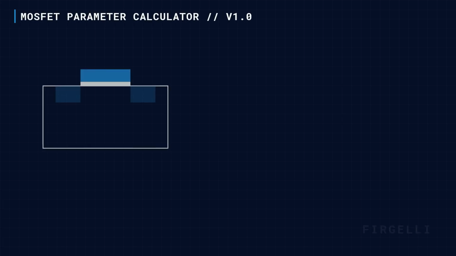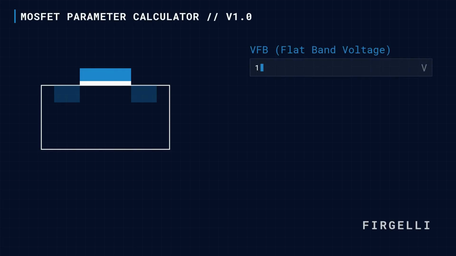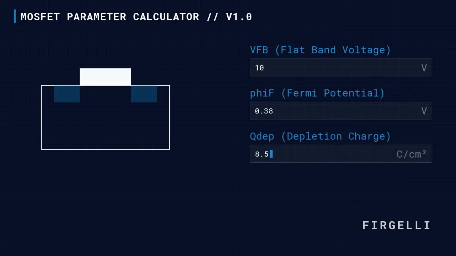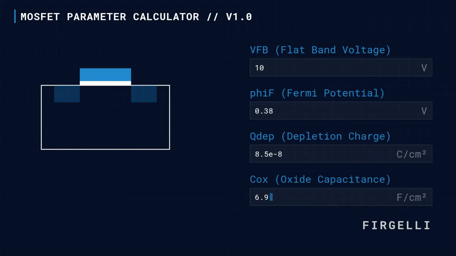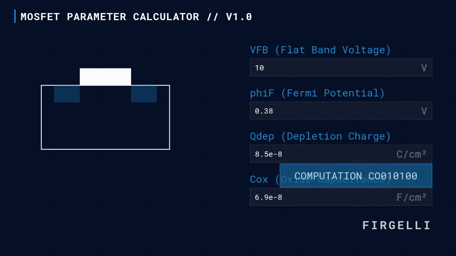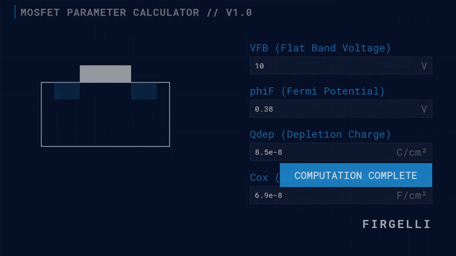For our example, I'll enter flat band voltage, VFB, as 10 volts, keep Fermi potential at 0.38 volts, depletion charge at 8.5 E-8, oxide capacitance at 6.9 E-8, and the remaining parameters at their defaults.